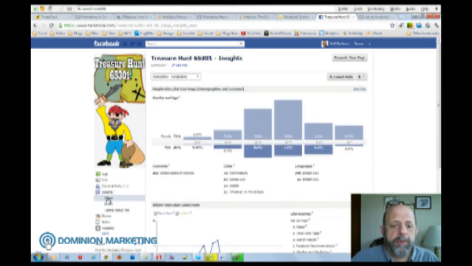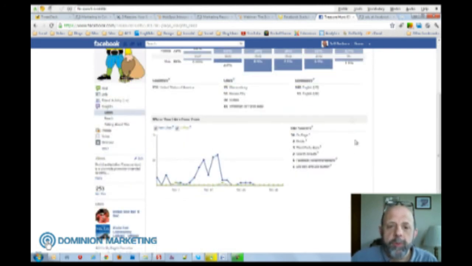Here are some more demographics over here. The likes, it breaks down your male and female. 72% of the people that are following this page are female, and the biggest age group there is the 35 to 44. Here are the cities that they're coming from. This registers by IP address.